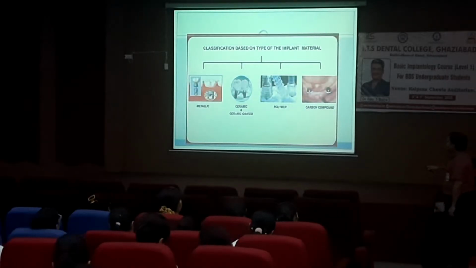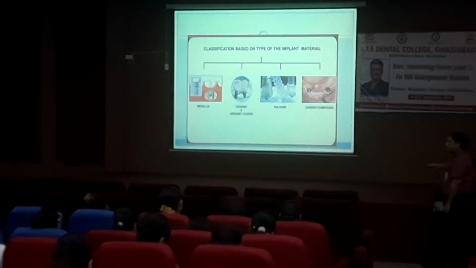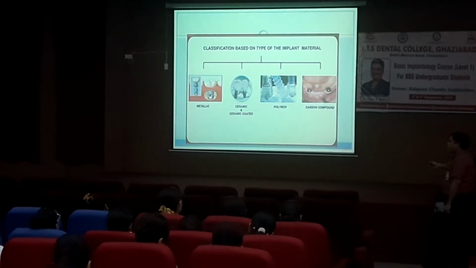Then classification based on the type of implant material: metallic, ceramic coated, polymer and the carbon compound. But mostly we are using a titanium based implant or the metal based implant. But nowadays we have also been introduced to the zirconia implants. But it is under the process. Most of the time we are using titanium based implant.